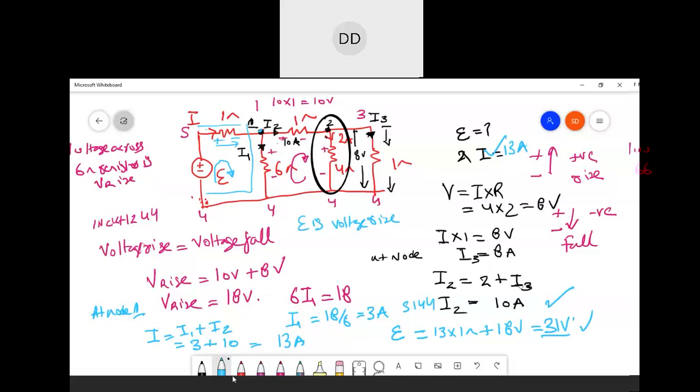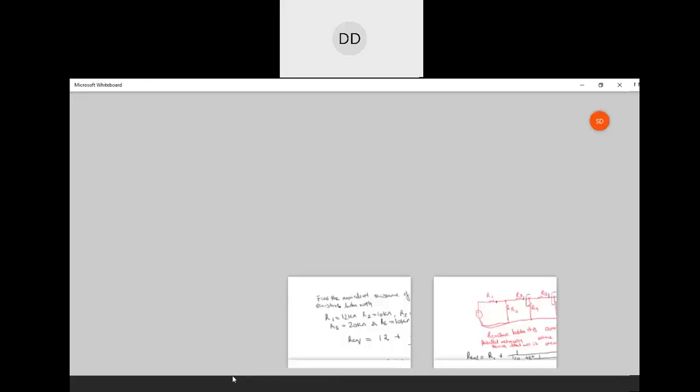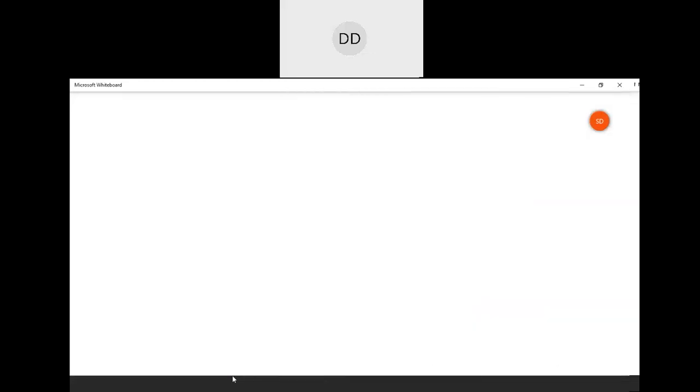So let's do this problem on KCL. If we have three current sources, and these current denominations, I'll write down the problem. So this was question number 1. Let's go for question number 2. Yes, I'm creating a new whiteboard. This is question number 2.